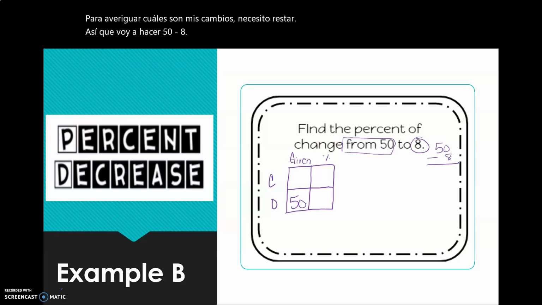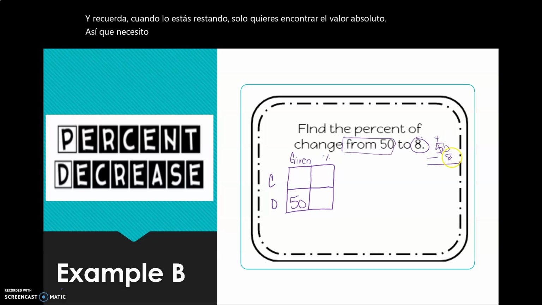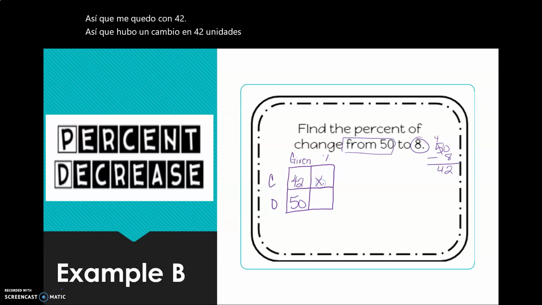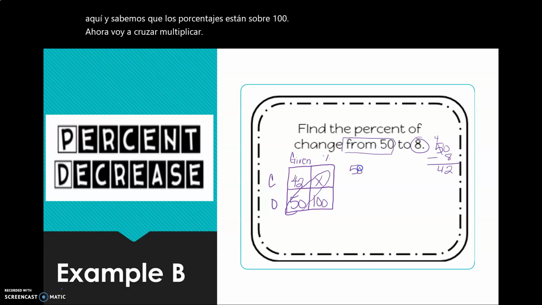And remember, when you're subtracting, you just want to find the absolute value. So I need to borrow. So I have a 4 here. So I'm left with 42. So there was a change in 42 units. I am looking for the percentage, which is why there's going to be X here. We know percents are out of 100. Now I am going to cross multiply. So I have 50 times X, which is 50X, is equal to 42 times 100, which is 4,200.